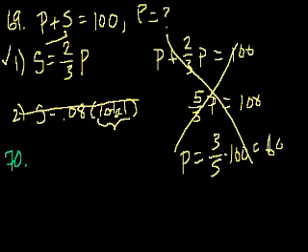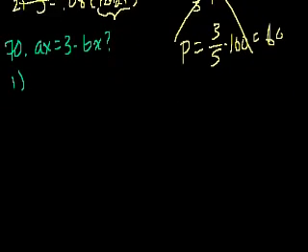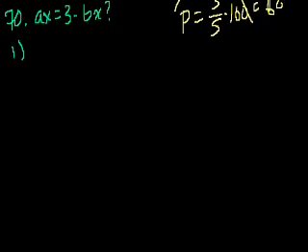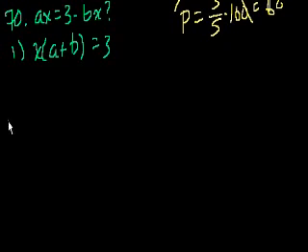Problem 70: is ax equal to 3 minus bx? So, ax equal to 3 minus bx. Who knows? Statement number 1. Let me scroll down a little bit. Statement number 1 tells us x times (a plus b) is equal to 3. Well, that's essentially the same thing as this top equation, right?